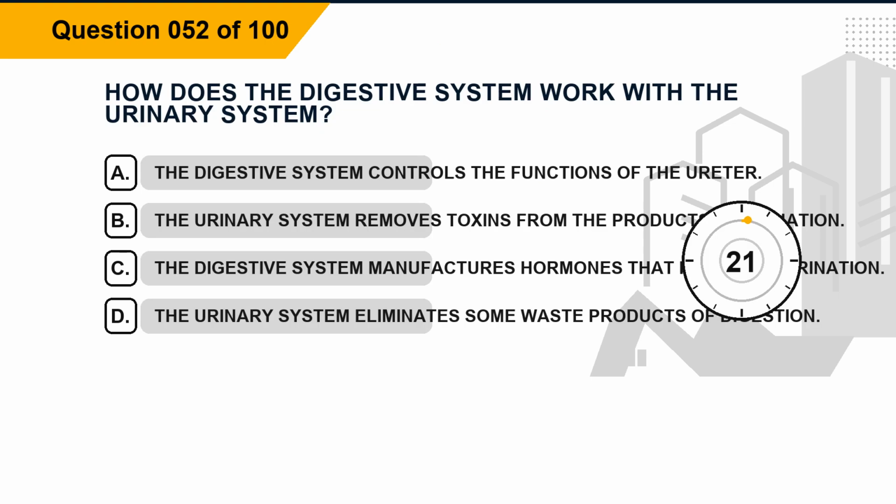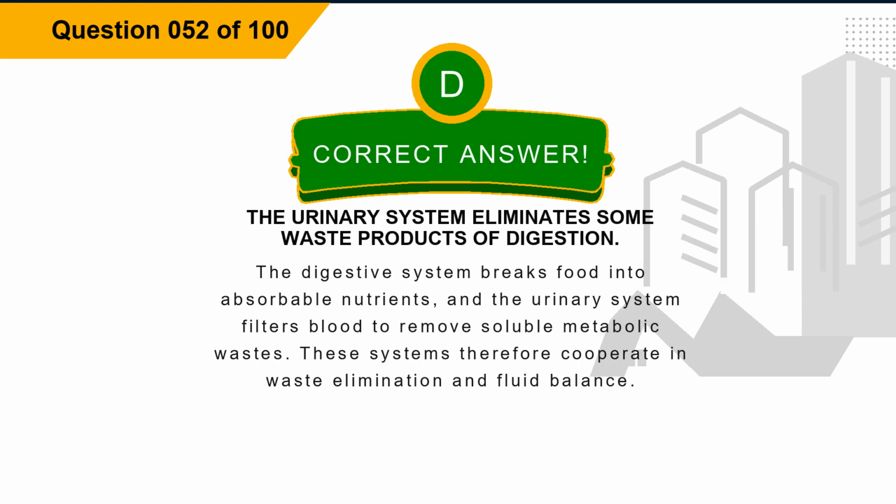Question 52. How does the digestive system work with the urinary system? Option A. The digestive system controls the functions of the ureter. Option B. The urinary system removes toxins from the products of urination. Option C. The digestive system manufactures hormones that influence urination. Option D. The urinary system eliminates some waste products of digestion. The correct answer is option D. The urinary system eliminates some waste products of digestion. Explanation. The digestive system breaks food into absorbable nutrients, and the urinary system filters blood to remove soluble metabolic wastes. These systems therefore cooperate in waste elimination and fluid balance.